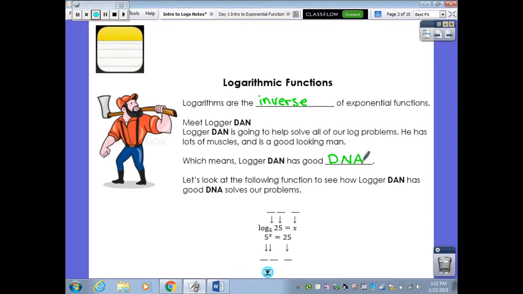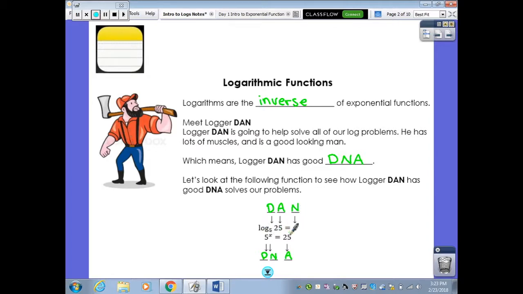I know you're all probably wondering how this is going to help solve our math problems, but I promise that there's a point. So let's look at the following function to see how Logger Dan has good DNA solves our problems. So this is going to be Dan, and this is going to be DNA. You can see here that our D is being taken in by this 5, 25 is being represented by A, and X is being represented by N.